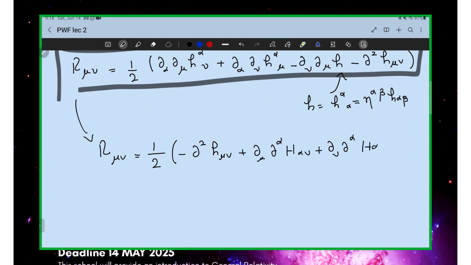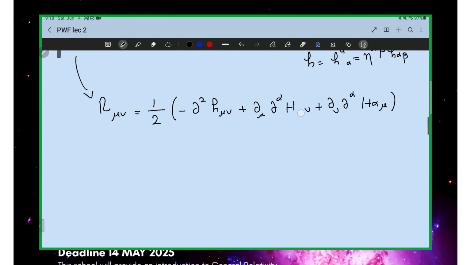Okay. What is this capital H? Well, this capital H is defined like this.